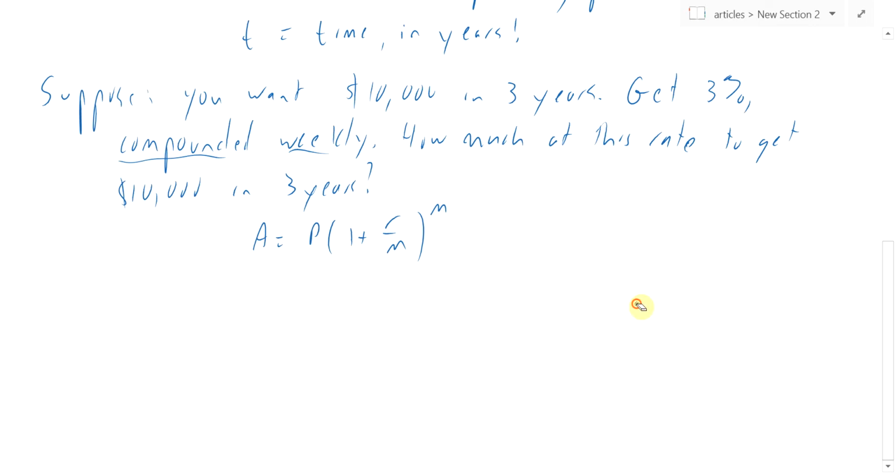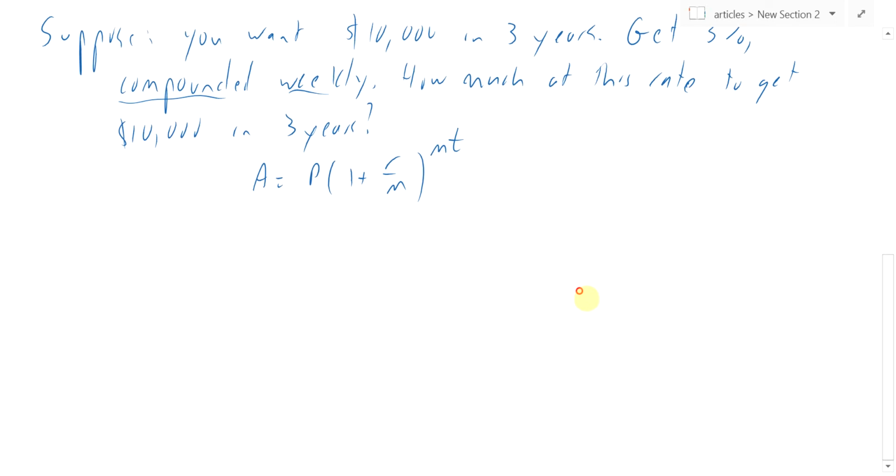That's one of the things that the business college wants, is that people come into the business college knowing what this formula is. A is the amount in future. P is the amount you invest. R is the interest rate. M is the number of compounding periods per year. And T is time. So what do you want? You want $10,000 in the future. They'll give you an interest rate of 3%. And remember, that has to be a decimal. And you want it in 3 years.